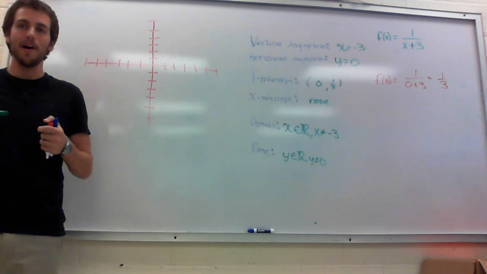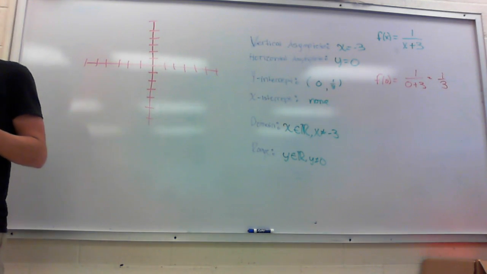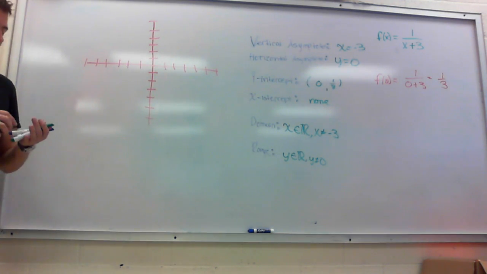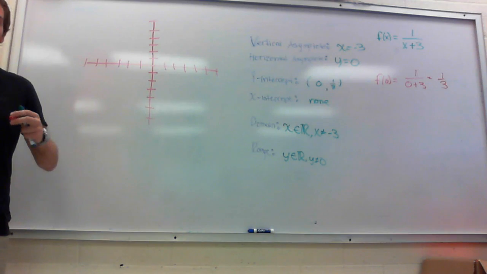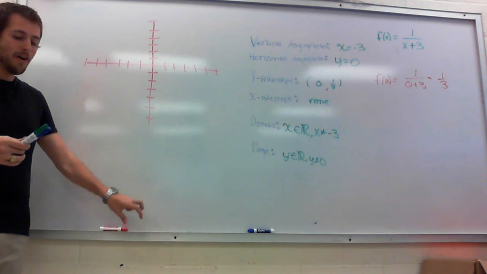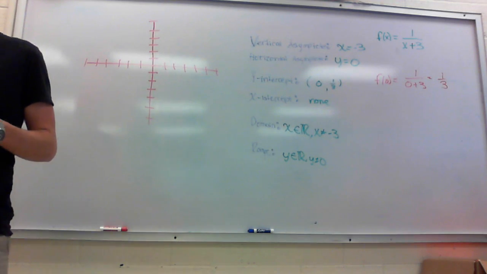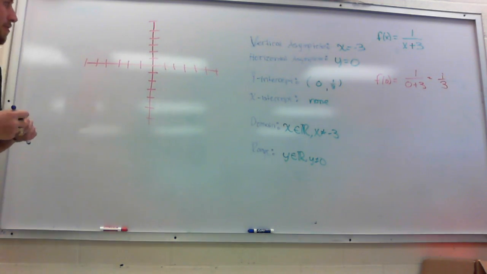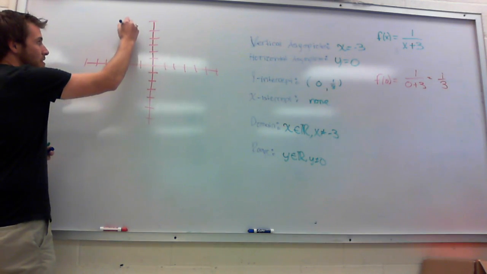And so what I'm going to do now is take all 6 pieces of information and put these on a graph. I want to start off with first my vertical asymptote. My vertical asymptote is creating a line at x equals negative 3. So I'll go to the x-axis, I'll look for negative 3, and I will create a vertical line. And I'll draw this with just a dotted line.